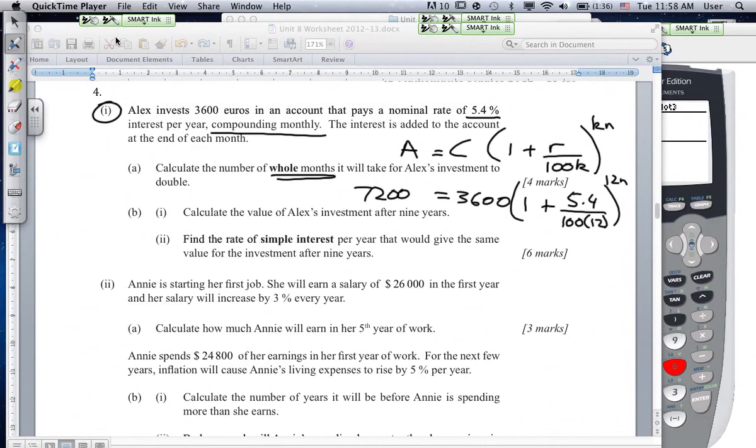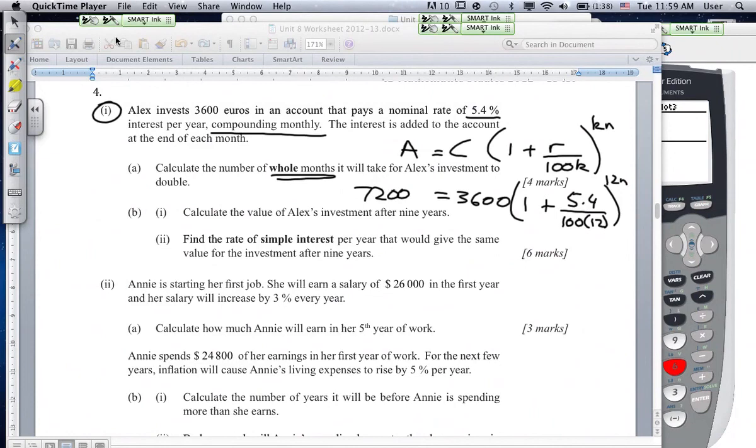Okay, so that K is the number of compounding periods. So in this case, because it's monthly, it's 12. If it was quarterly, it would be 4. If it was half yearly, it would be 2. If it's yearly, it's 1. Okay. So now, solving these equations is quite complicated. Not so easy to do.